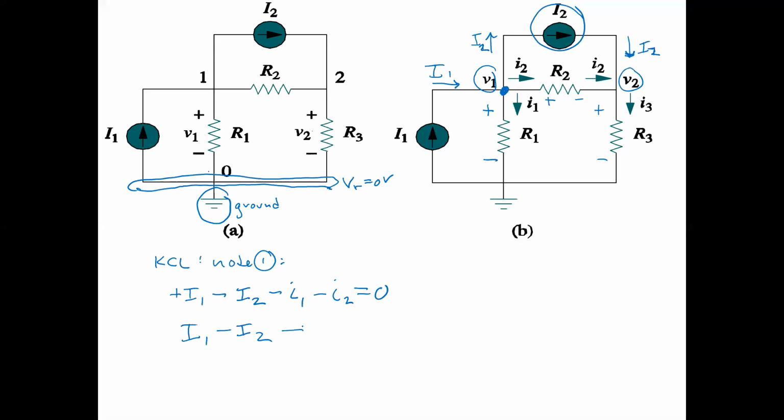Because it's the difference between two node voltages. It's the difference between V1 and what? The reference node, which is 0. So in other words, we have V1 minus 0, because that's VR, the reference node, which equals 0 volts. So it's V1 minus 0 over R1.